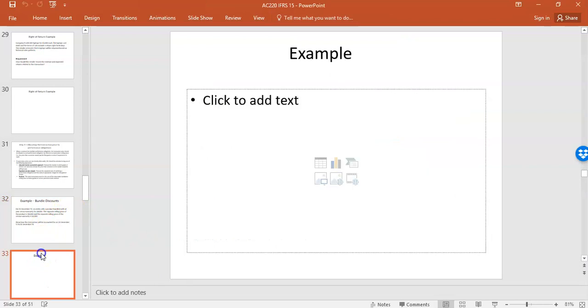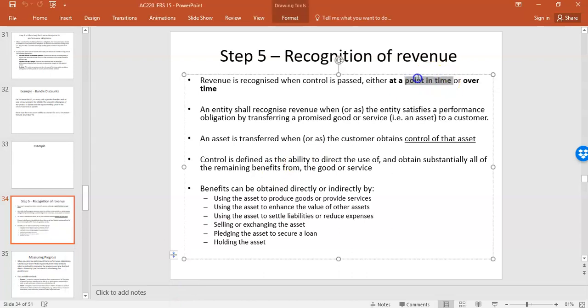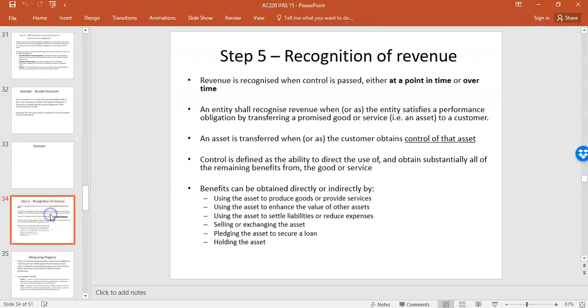Okay, so that's an important concept. Then your recognition of revenue, which is our last step, can either be at a point in time, which is what we had here typically for the sale of products. Once you sell a laptop or a mobile phone handset, you recognize the revenue at that date when you give the product to the customer. But you can also recognize revenue over time.